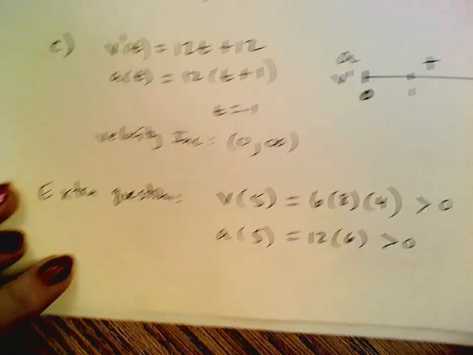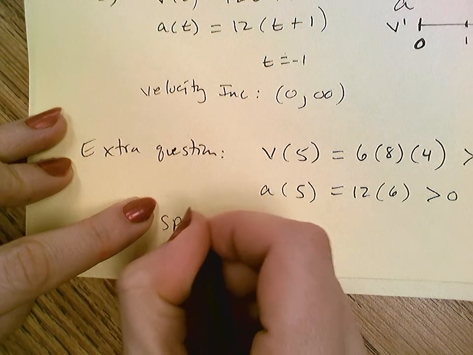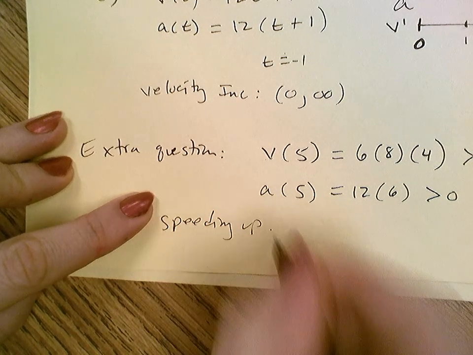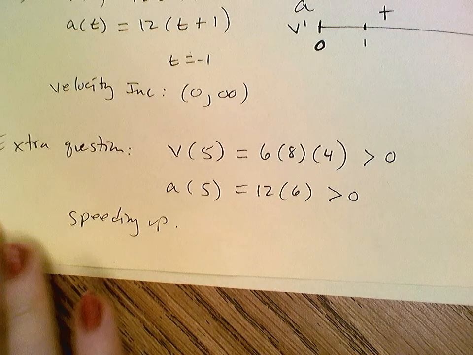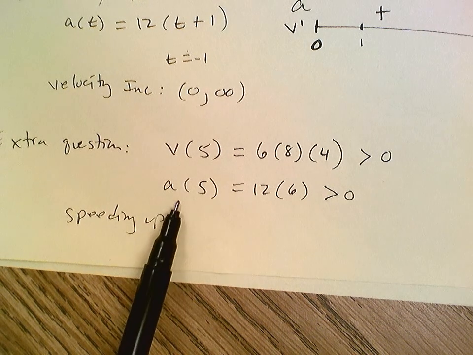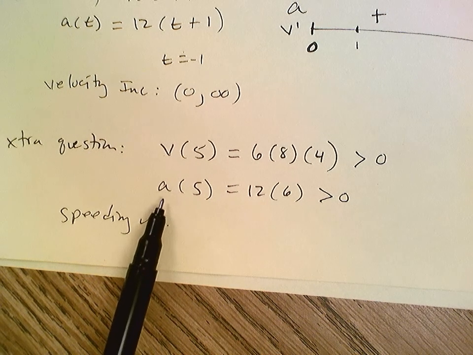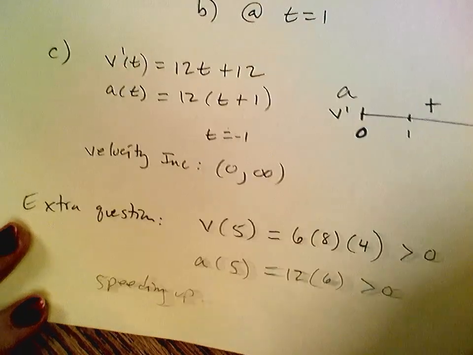So the answer would be speeding up. And if they asked you to explain, you would say speeding up because v of 5 is greater than 0 and the acceleration at 5 is greater than 0.